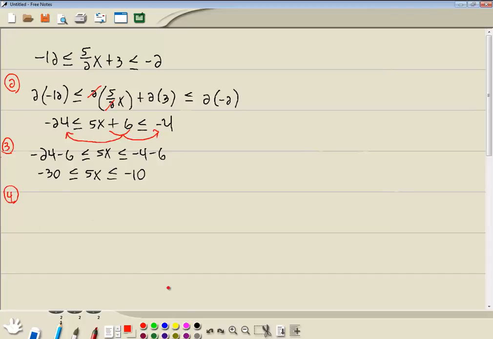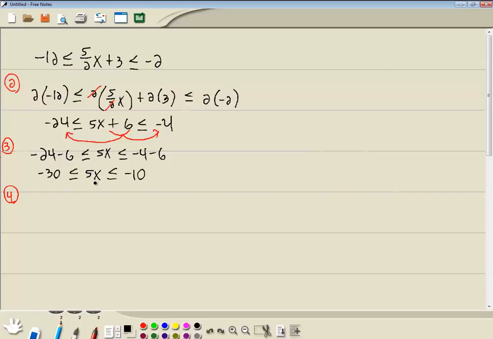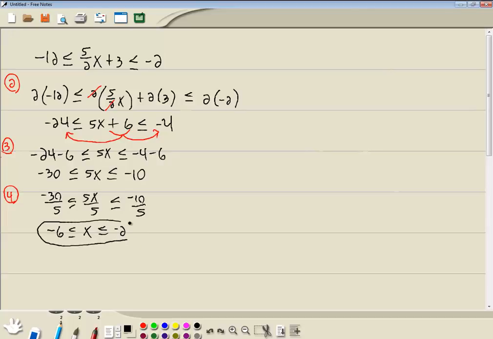And then step 4. Divide all three sides by the number in front of the X. Well, the number in front of X is a 5, so we'll divide all three sides by 5. That gives us negative 6 is less than or equal to X is less than or equal to negative 2. Now, it doesn't really specify what kind of form the answer is in, so this could be the answer.